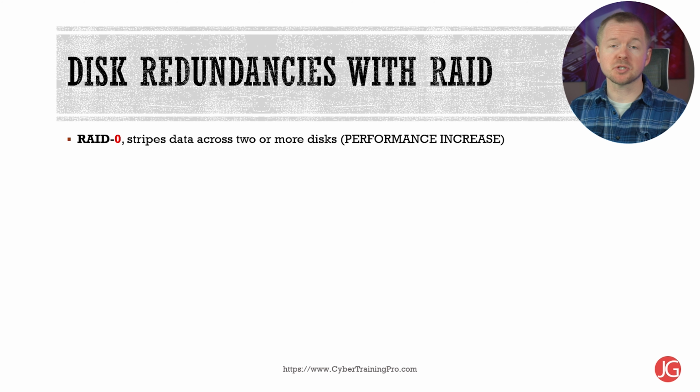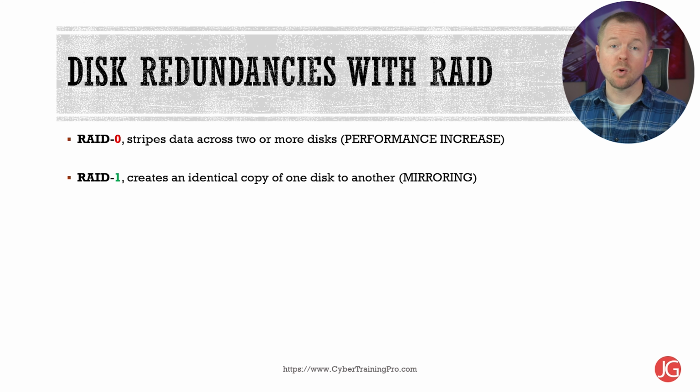RAID 0 spreads or stripes data across two or more disks. This actually only increases the read and write performance and combines the total storage of the drives together. If you lose a drive in this configuration, you've lost data. RAID 1 is also called mirroring because it creates an identical copy of one disk to another. This means that you can lose one disk and still be fine.